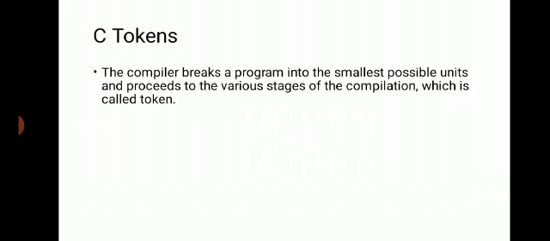What is a C token? Let me tell you. In C programs, every word and every punctuation is referred to as a token. C tokens are basically the smallest building block or the smallest unit of a particular program. It breaks the program into the smallest possible units and proceeds into the various stages of compilation, and that particular thing is called a token.